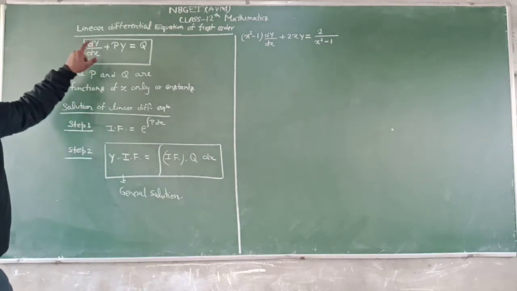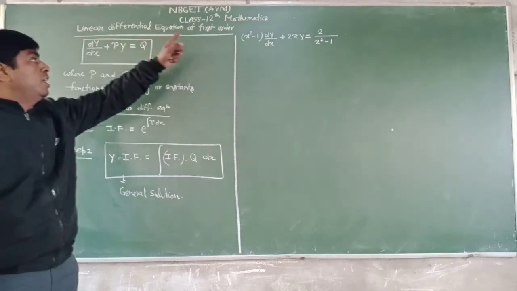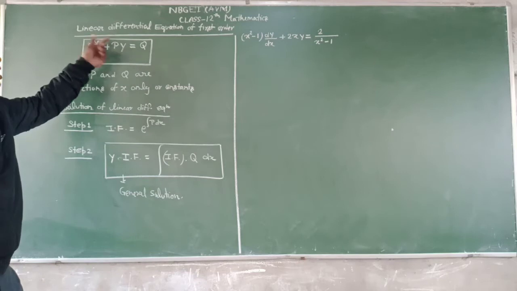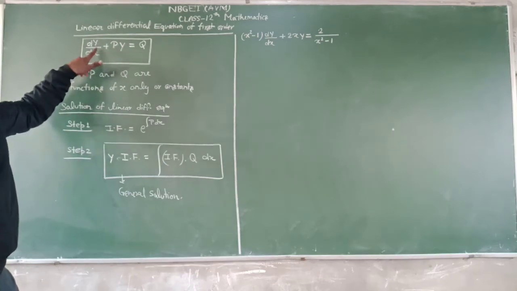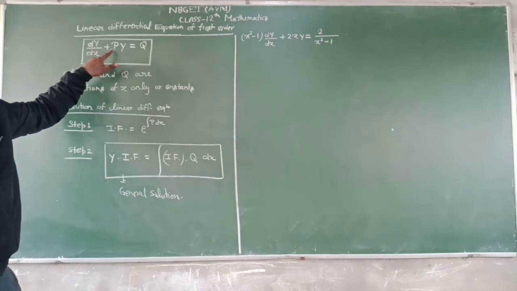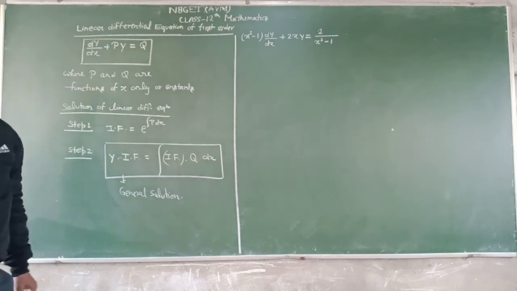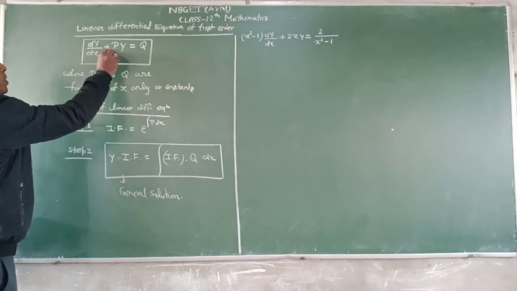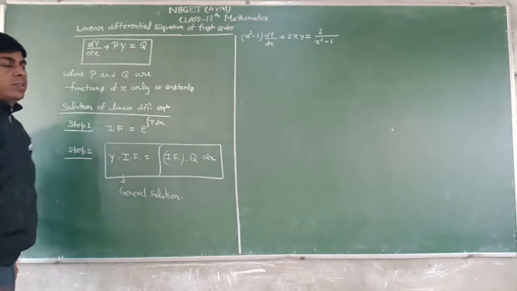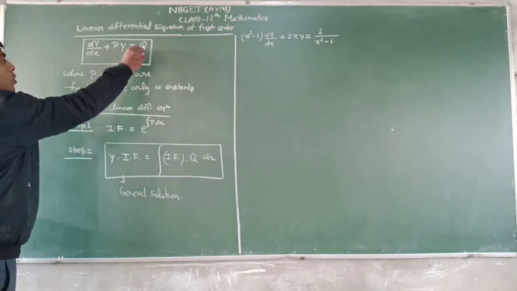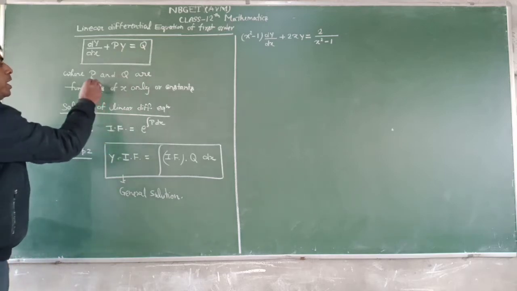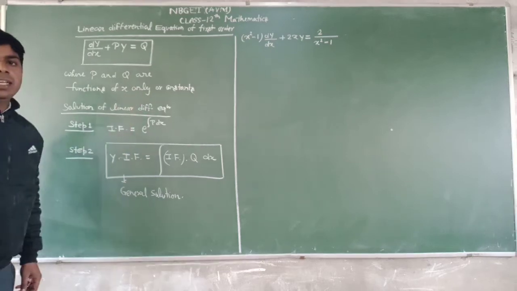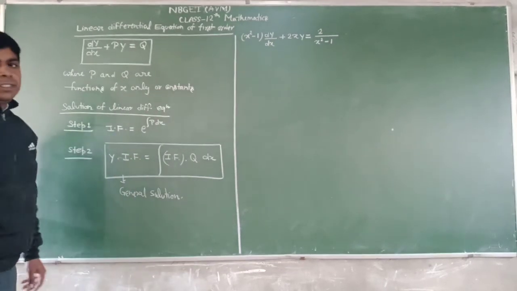Today we will understand linear differential equation of first order. In your syllabus, the linear differential equation of first order is of the form dy/dx + Py = Q. In dy/dx + Py = Q, what are P and Q? P and Q are functions of x only, or constants.